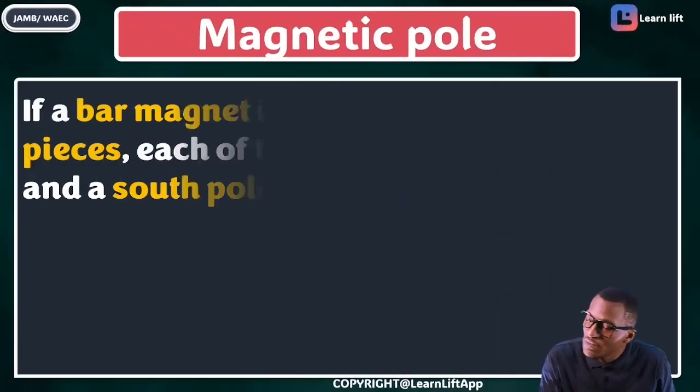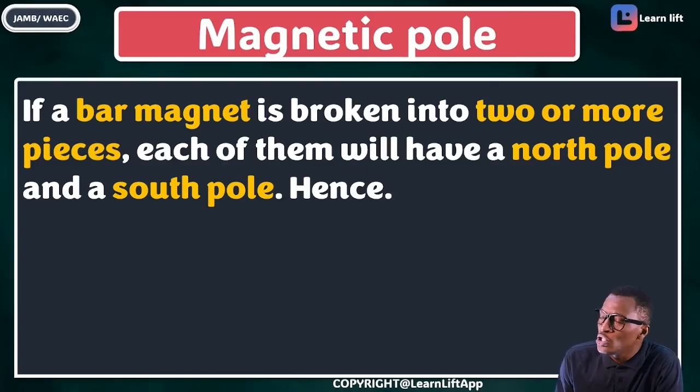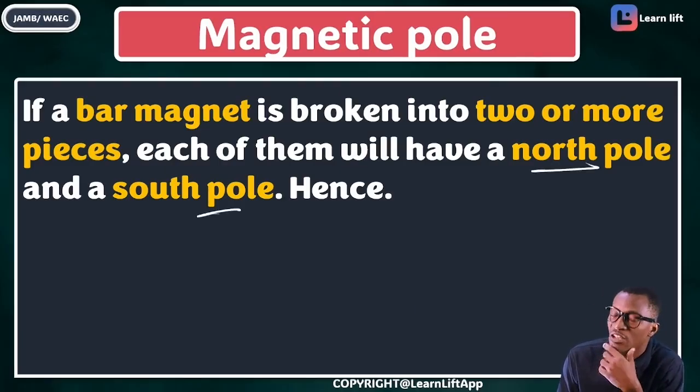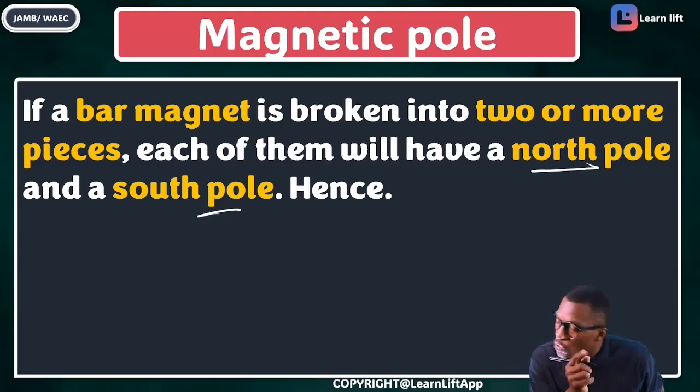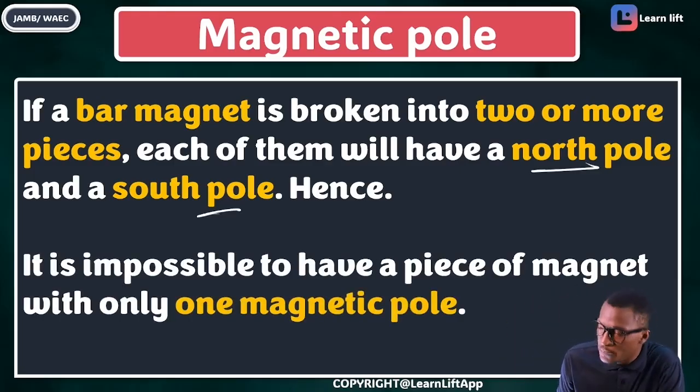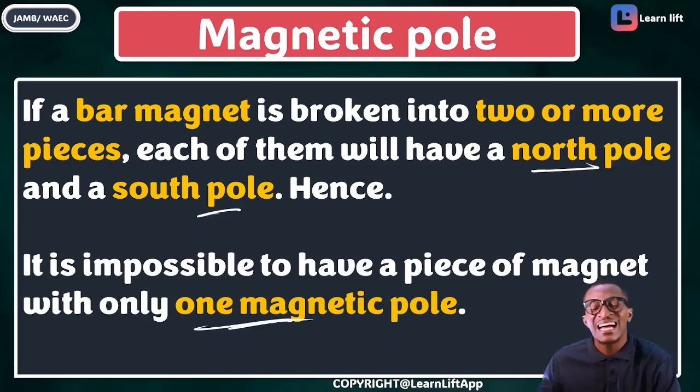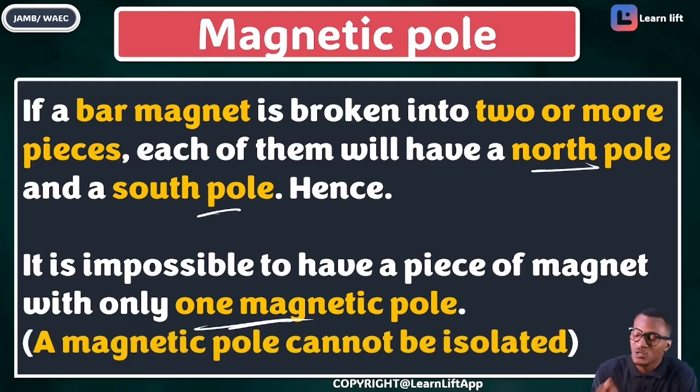Magnetic pole, look at it, everybody. A bar magnet broken into two or more pieces, each of them will have a north pole and a what? South pole. Hence, it is impossible to have a magnet with only one magnetic pole. If they ask you in the exam, you can never have a magnet with one magnetic pole. Or we can say that a magnetic pole cannot be isolated. A magnetic pole cannot be what? Isolated.